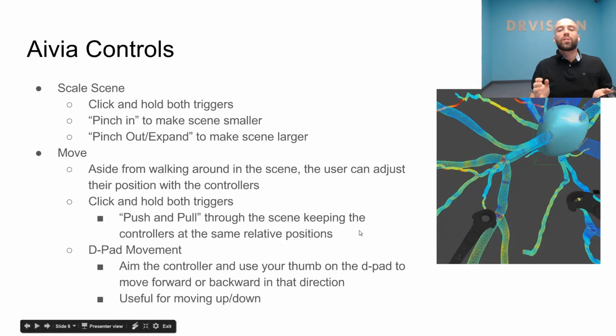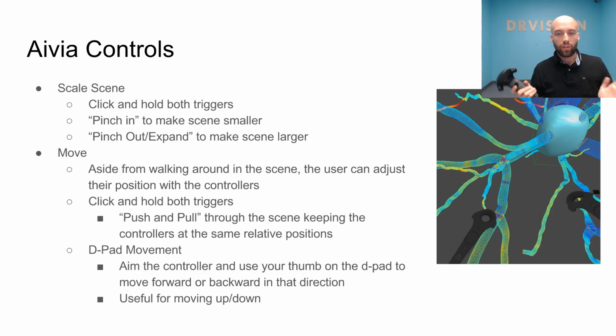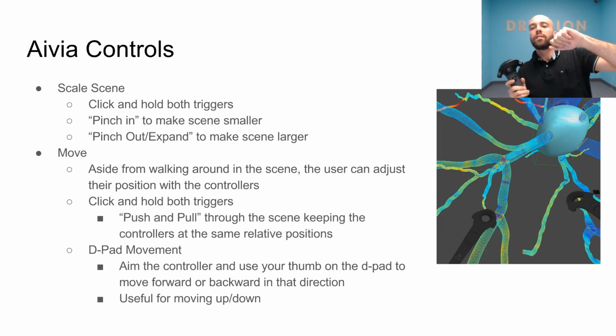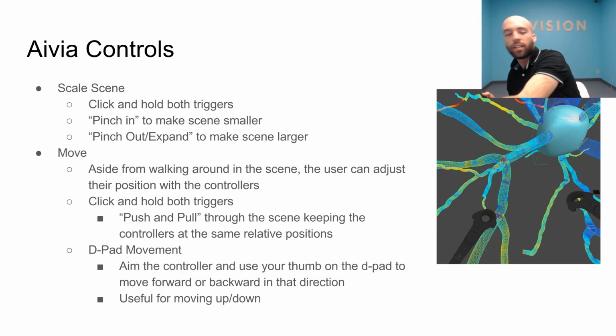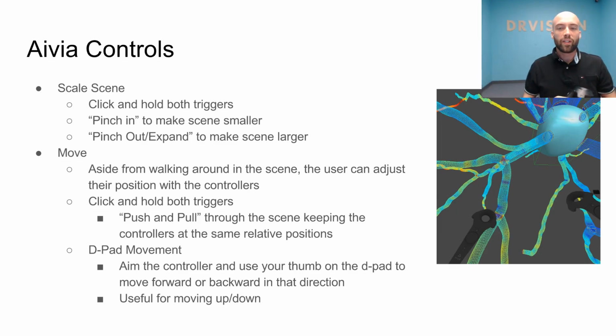Okay, so I'm going to go over the controls in Aivia really quick. One of the major controls you're going to be using is scaling a scene big and small. So you can pinch in with your Vive controllers. Can you hand me the other controller? Thanks. Okay, so you can pinch in with your controllers, and that will make the scene smaller. You can pinch out. You hold the triggers as you do that, and it makes the scene larger.